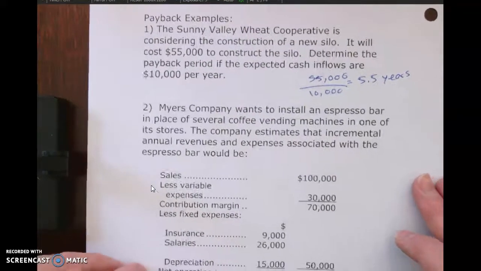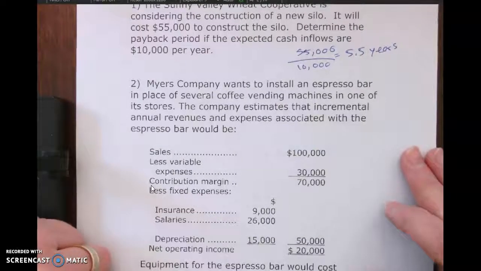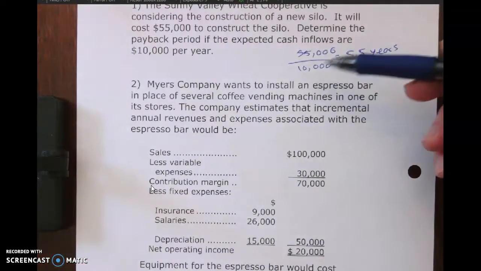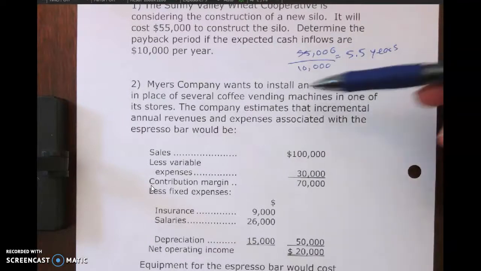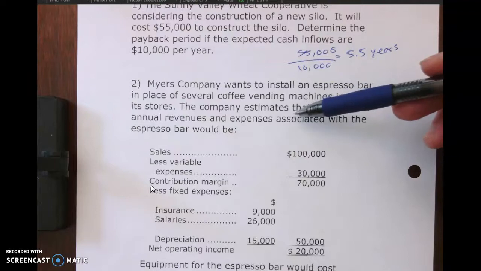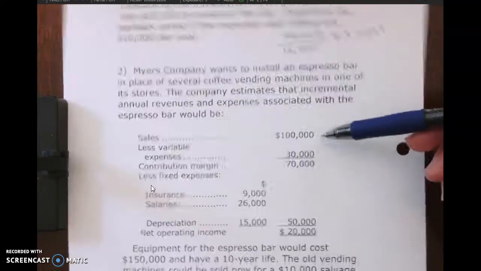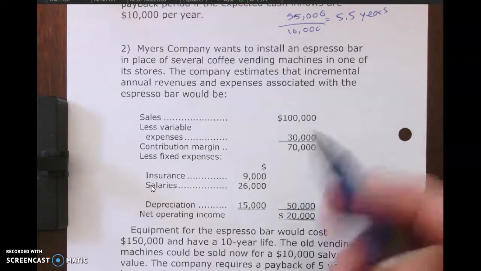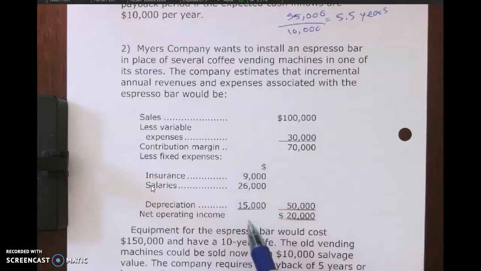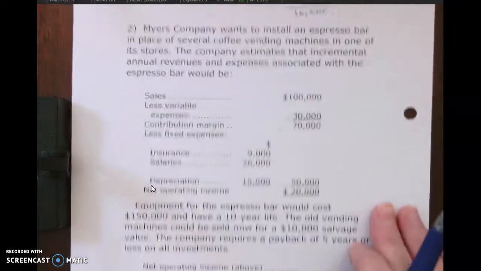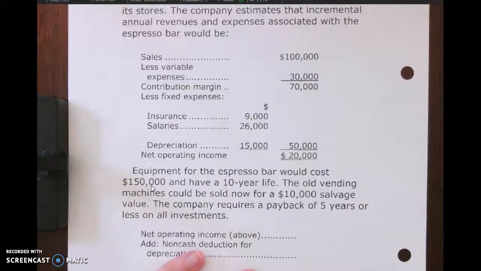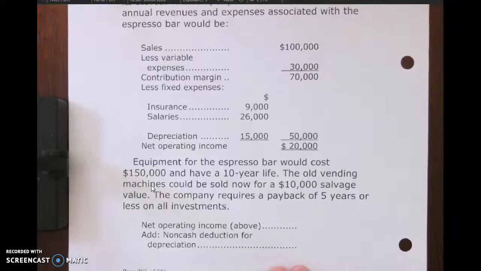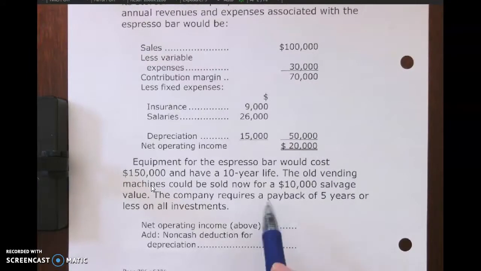So let's look at our next problem right over here, our Myers Company. Myers Company wants to install an espresso bar in place of several coffee vending machines. The company estimates that incremental annual revenues and expenses associated with the espresso bar would be, here's our sales, less our variable expenses, gives us our contribution margin. And we have our insurance, other fixed expenses, salaries, and then we have depreciation. Equipment for the espresso bar would cost $150,000 and have a 10-year life. The old vending machines could be sold now for $10,000 salvage value. Okay? The company requires a payback of 5 years or less.